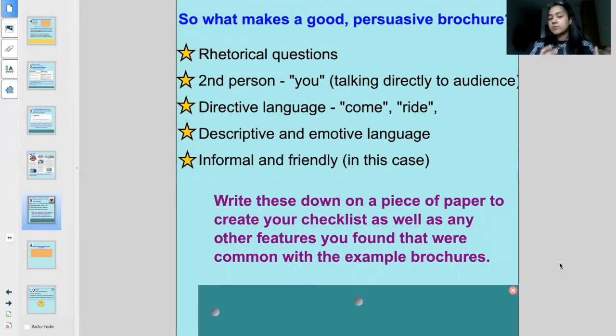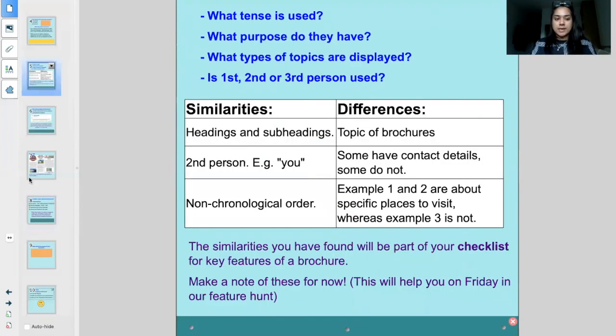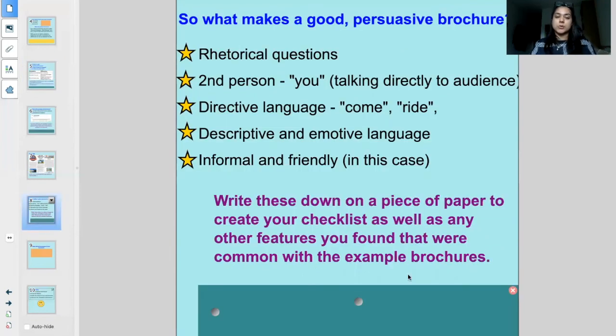So can you please write these down on a piece of paper, which will hopefully start your checklist, as well as any features that you already found in common with the example brochures. Okay, so those similarities that we found in our first table. Can you please make sure these are all written on your checklist?